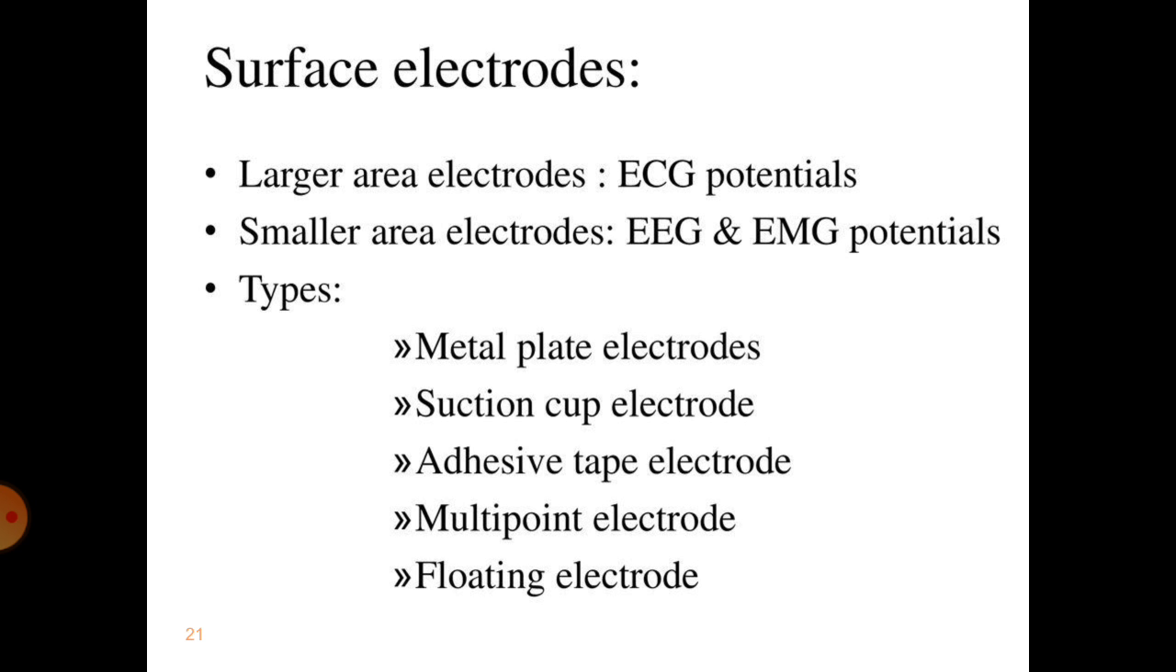These are the types of surface electrode: metal plate electrode, suction cup electrode, adhesive tape electrode, multi-point electrode, and floating electrode. Surface electrodes include larger area electrodes for measuring ECG potential, and smaller area electrodes for measuring EEG and EMG potential. Further, it has five types: metal plate, suction cup, adhesive tape, multi-point, and floating electrode.